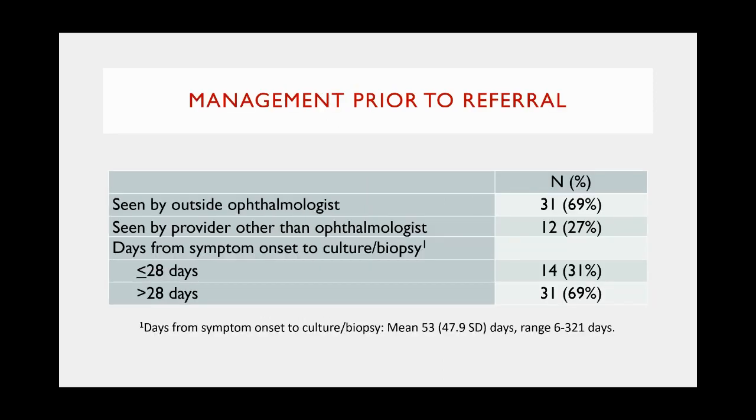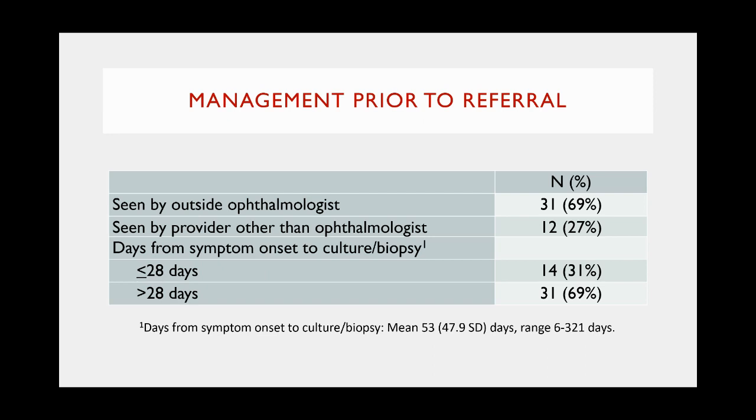A key finding of our study is the characterization of referral patterns of patients prior to presentation at a tertiary institution, which, to our knowledge, has not been analyzed in previous studies. When we examined management prior to referral, we saw that 69% of eyes were seen by an outside ophthalmologist prior to being referred to Wilmer, and 27% were evaluated by a provider other than an ophthalmologist.